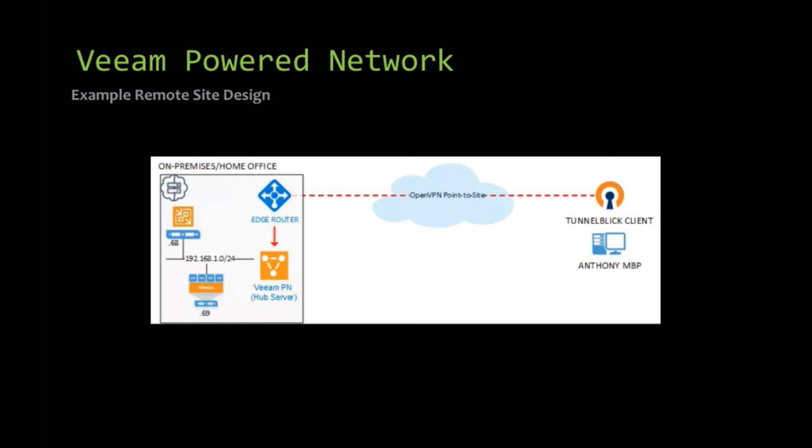So just to finish off, a couple of example designs. We've got a simple remote site design. Really, we're talking about a single premises here. It's got the Veeam hub that's in there. In this scenario, the Veeam hub is actually also configured as a site gateway. You've then got the OpenVPN client which connects in. Okay, very simple, the most basic type of scenario that you can configure.